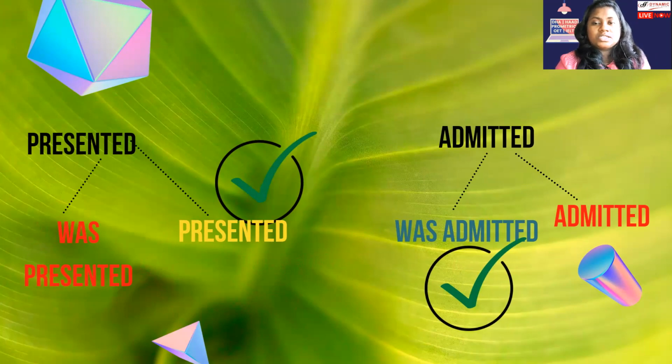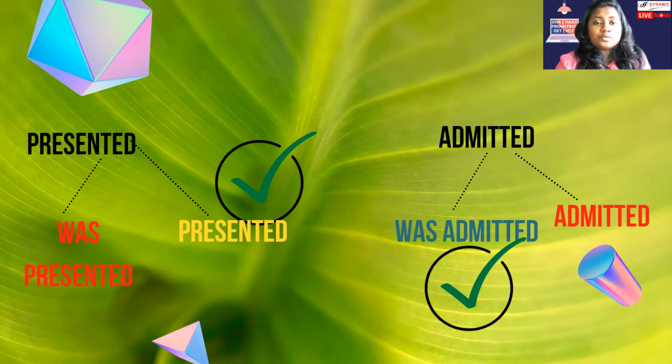They will interchange these two words. Presented: some people write it as was presented, some write it as presented. If you write it as was presented, it is wrong. The next one, admitted. Some candidates write it as was admitted and some write it as admitted. If you are writing admitted, it is wrong. Why is it wrong? That is based on the active and passive voice.